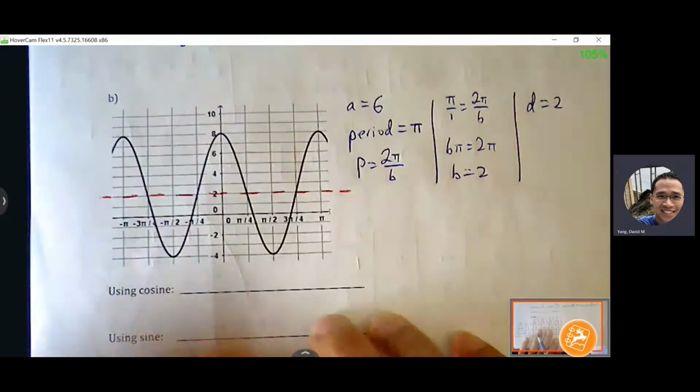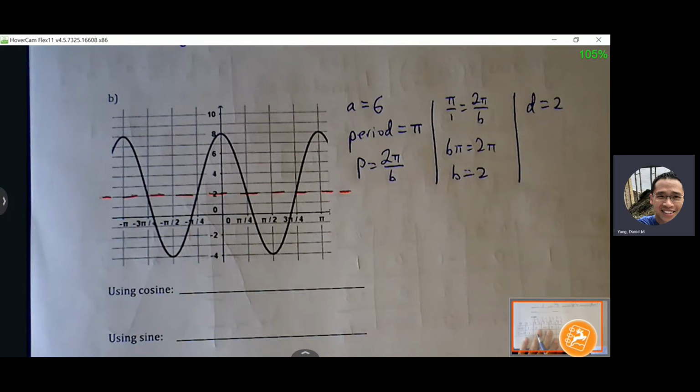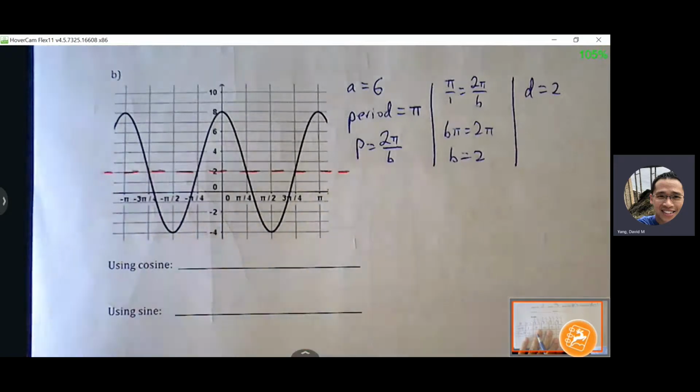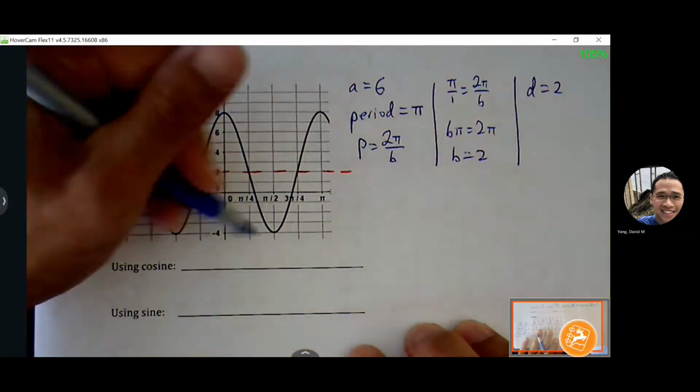There's no phase shift. Not for the easier one, right? Because it looks exactly like the cosine graph. So we're always going to save the phase shift for the harder one. So we always pick the easier one to do, and then we'll work in the phase shift later for the other one.